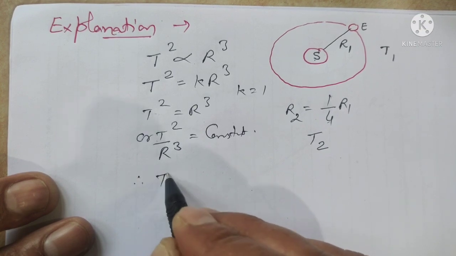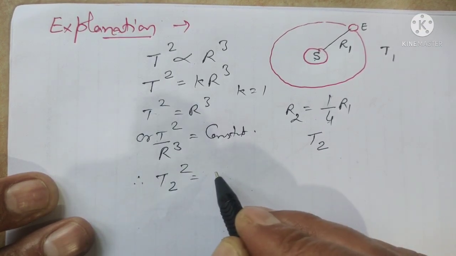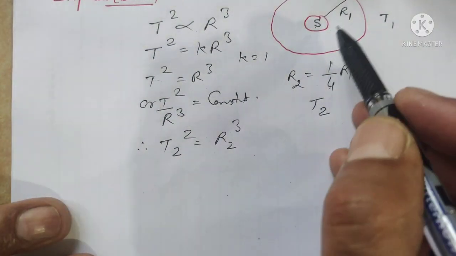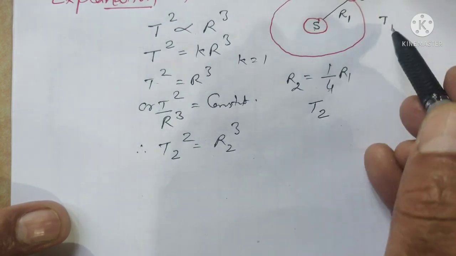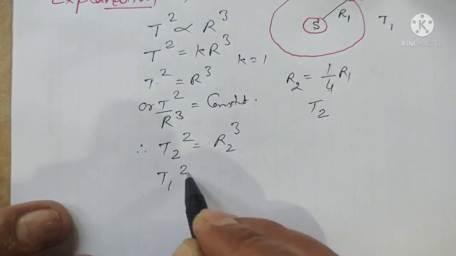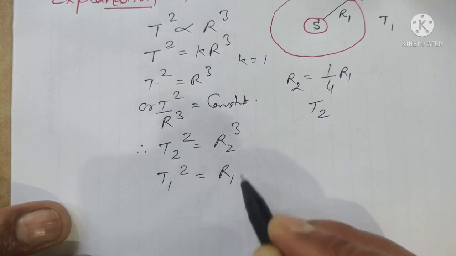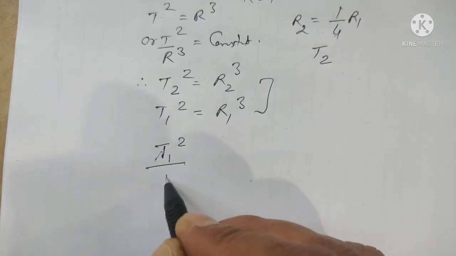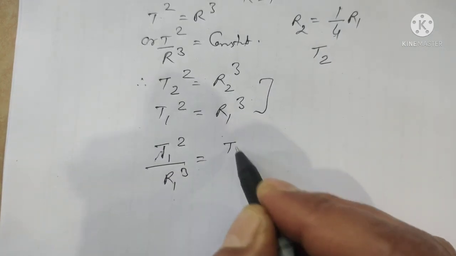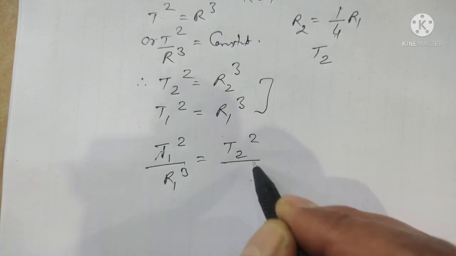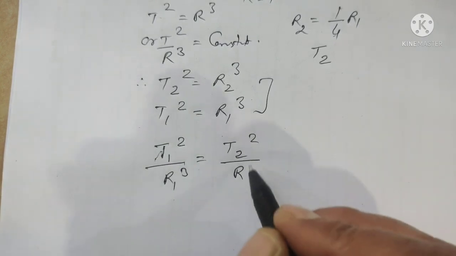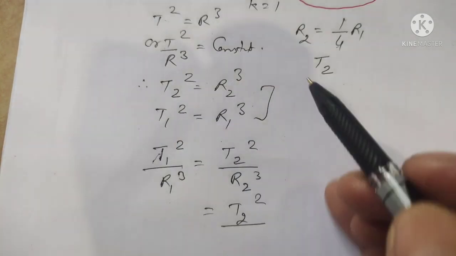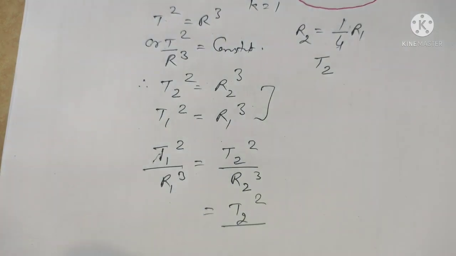So t2 square equal to r2 cube, and when radius is r1, then time period is t1. So t1 square equal to r1 cube. Rearranging this equation, t1 square over r1 cube equal to t2 square over r2 cube, and we know that r2 is equal to 1 by 4 of r1.